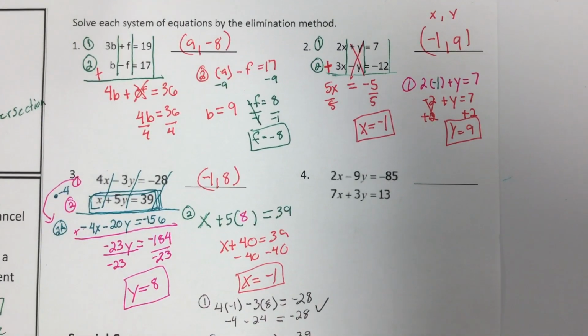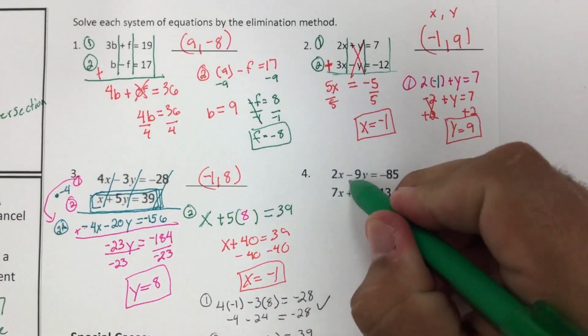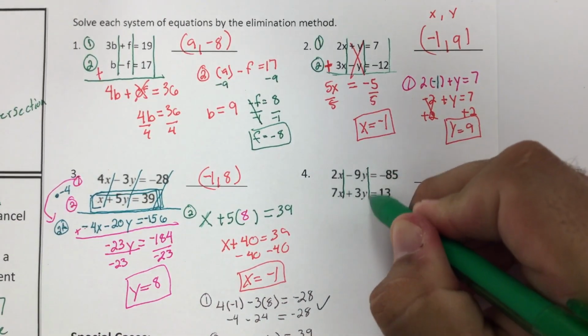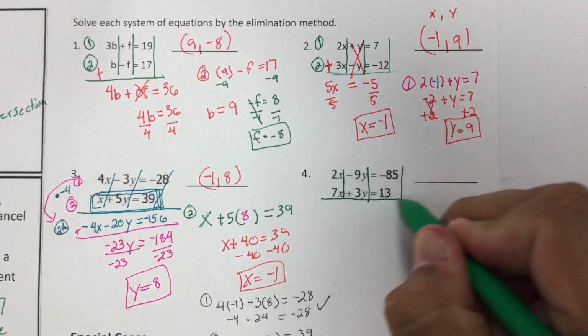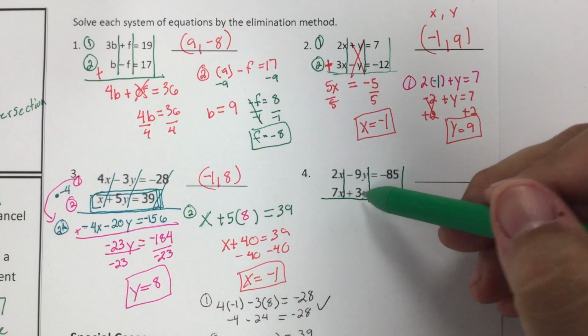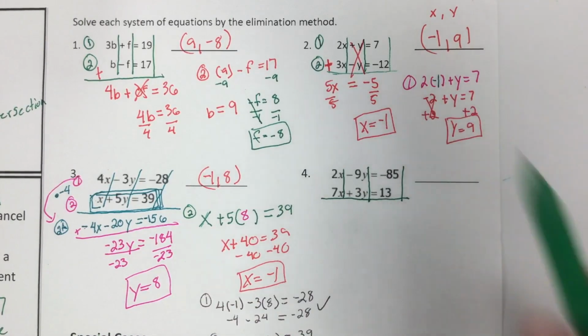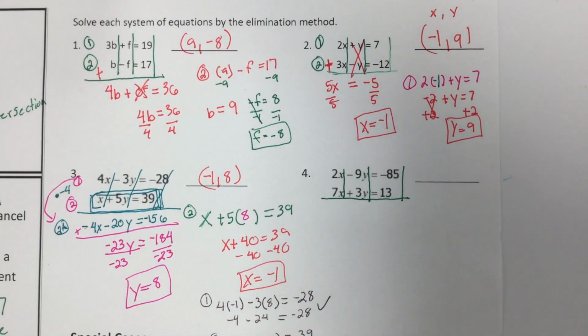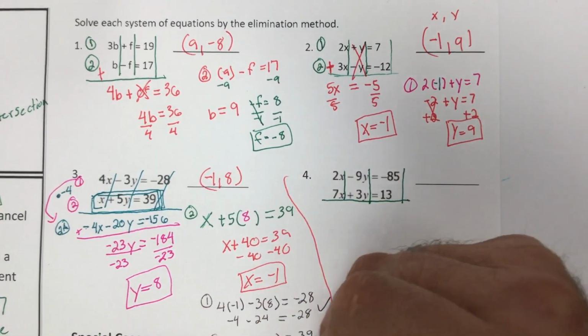Okay, number 4. Again, line them up, make sure that we're good to go. Unfortunately, none of these are going to cancel out. 2 plus 7 is not 0. Negative 9 plus 3 is not 0. So none of those are going to cancel out. But if you notice, there's something you want to pay attention to, the coefficients, right? I'm going to go ahead and mark this off.